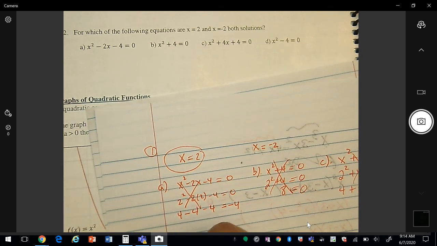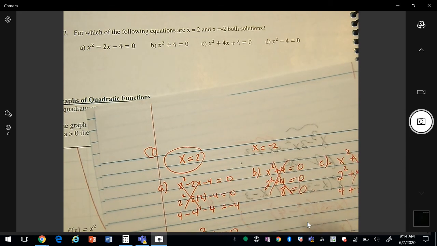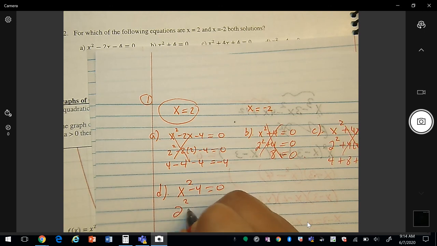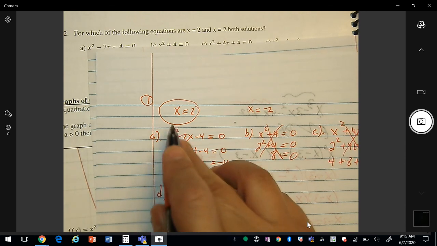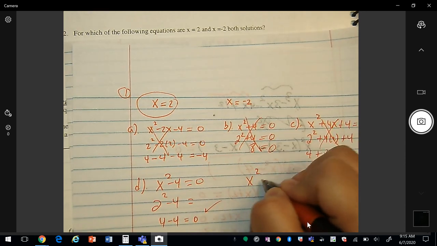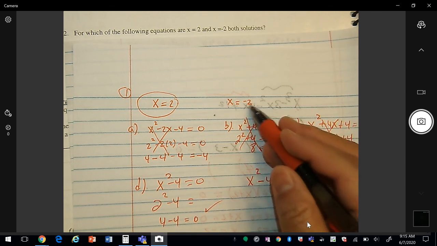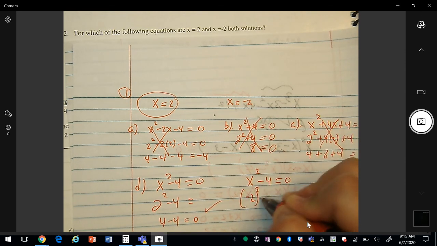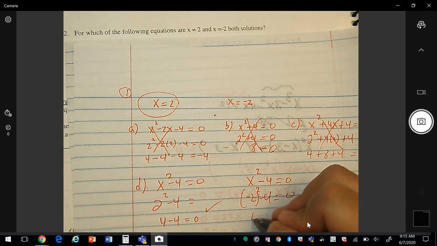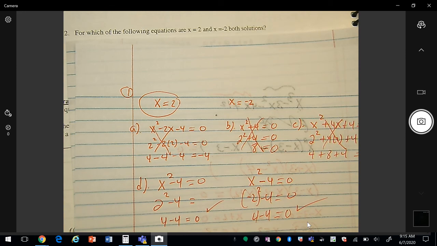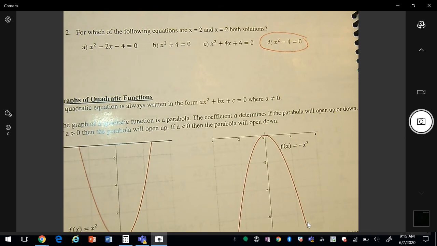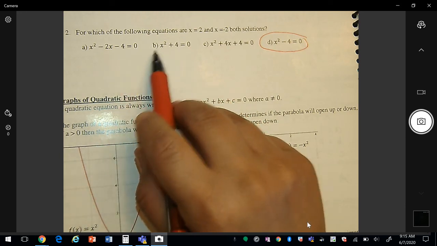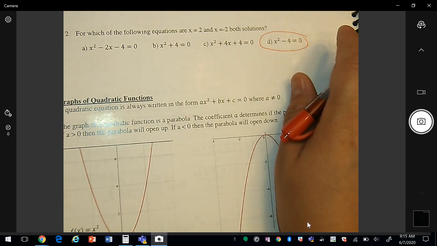And so letter D, if I plug it in, 2 squared minus 4 is 4 minus 4, which is 0. So that works for x equals 2, but it has to also work for x equals negative 2. So if I plug in negative 2 here, I get negative 2 squared minus 4. Negative 2 squared is 4, minus 4, which is 0. And so you can see that letter D is the one that works for both. So now that we have this, we can say that this is a solution.